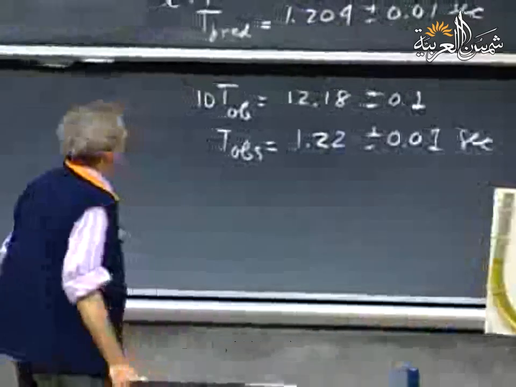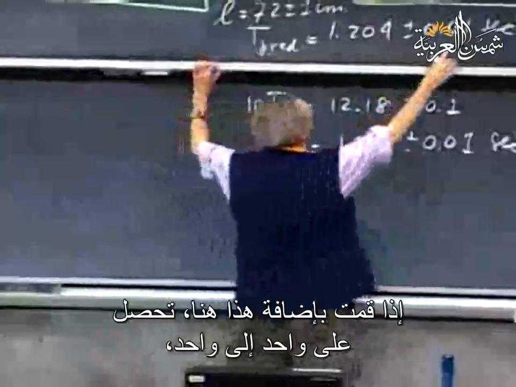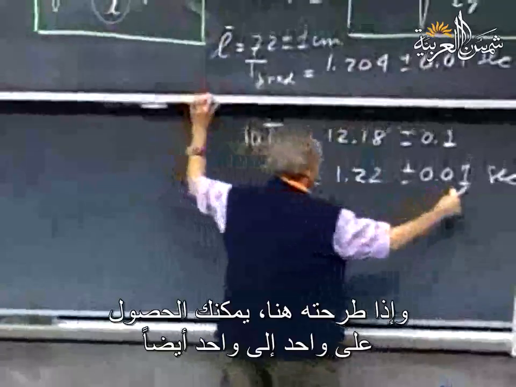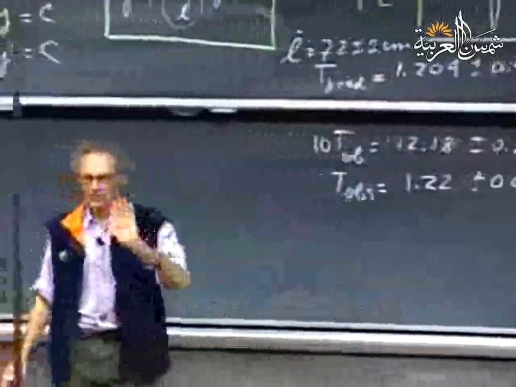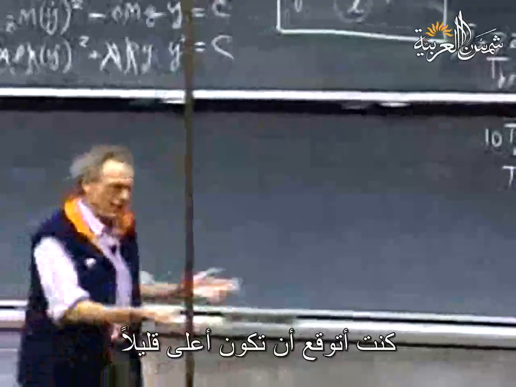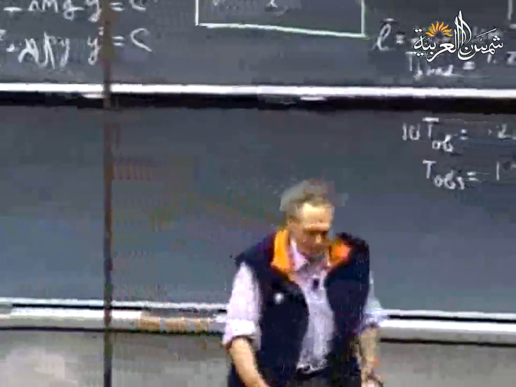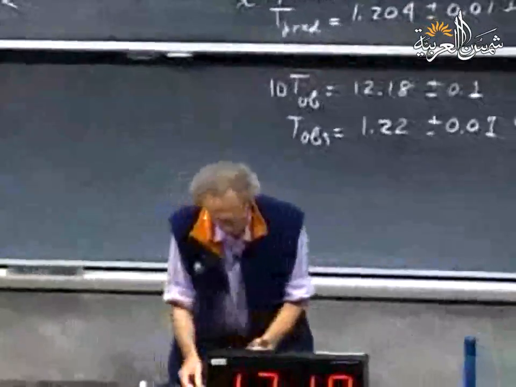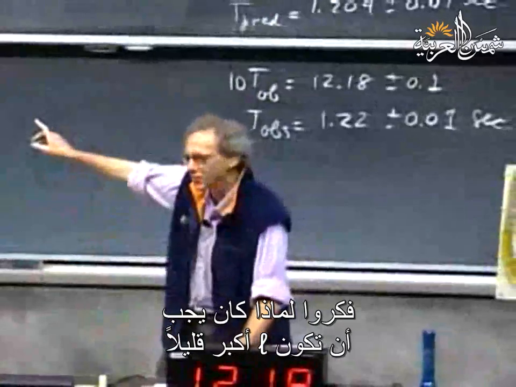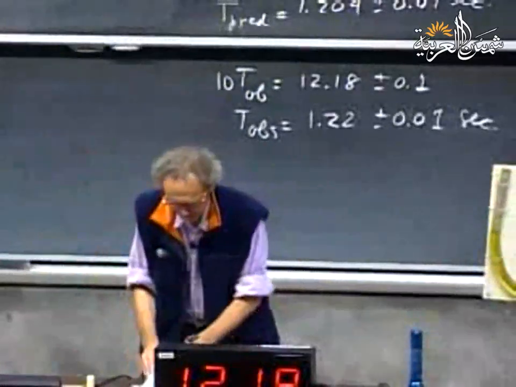Oh, that's not bad. There is an overlap. If you add this 0.01 here, you get 1.23. And if you subtract it here, you get also 1.21. So it's not bad. I expected it to be a little higher, but close enough to be happy. Think about why L should have been taken a little larger.